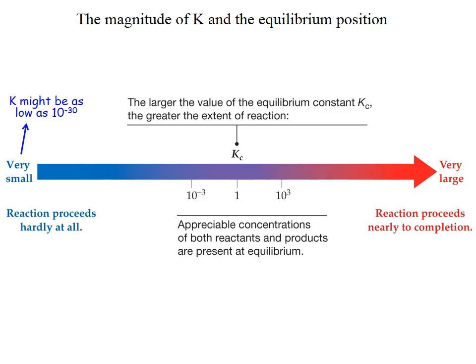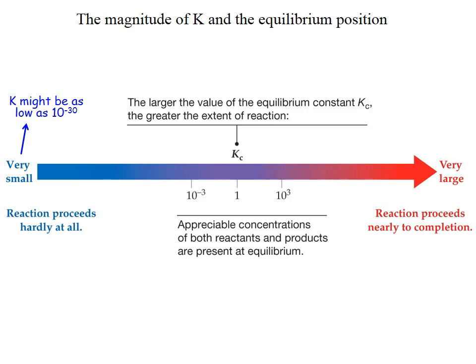Now these can be as low as 10 to the negative 30. That's a very, very small number. Sometimes you even see 10 to the negative 40, 10 to the negative 50. They can be very, very small numbers. So remember that 10 to the minus 30 would be 0.00000, where you have 29 zeros and then a 1. Okay, so that's a pretty small number.